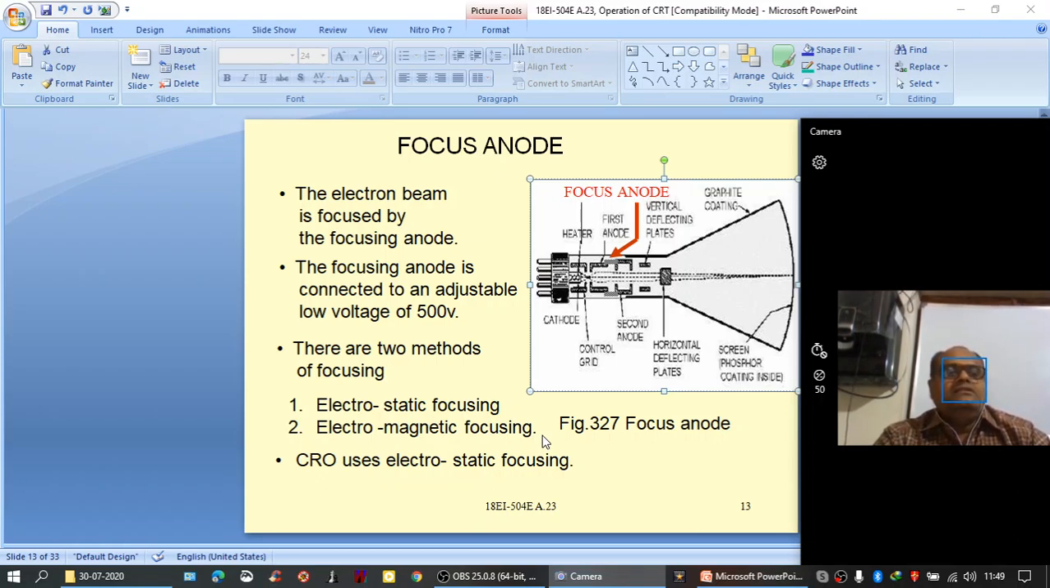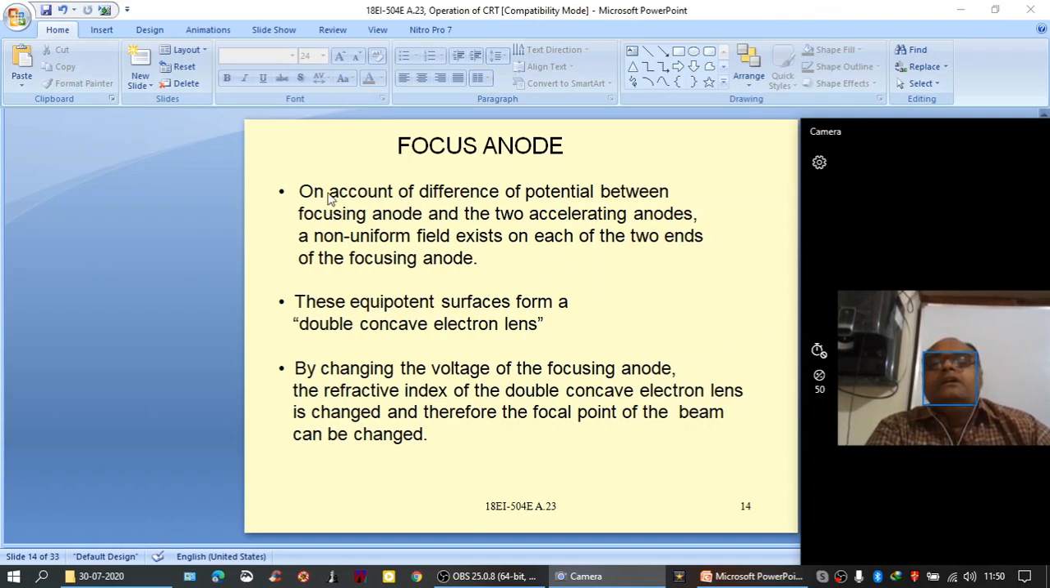Nowadays, the latest TVs, they use an entirely different technology. They won't use tube technology now. In the olden days, the tubes of TVs, they were making use of electromagnetic focusing. On account of difference of potential between focusing anode and the two accelerating anodes, a non-uniform field exists on each of the two ends of the focusing anode.